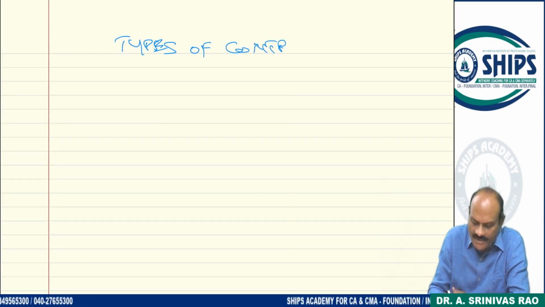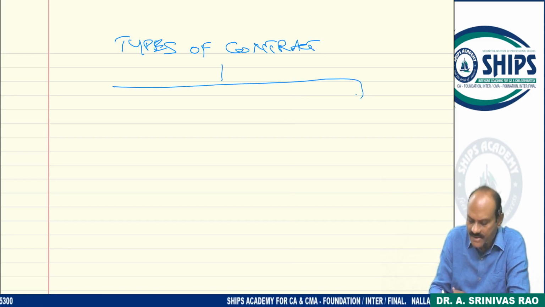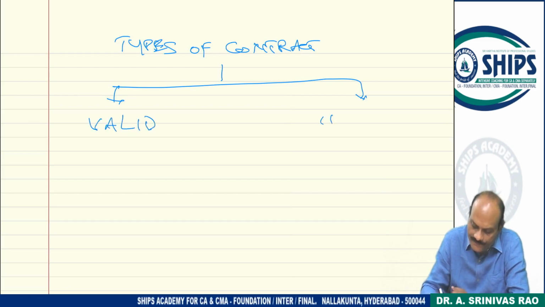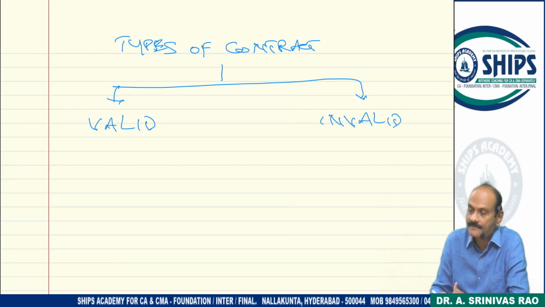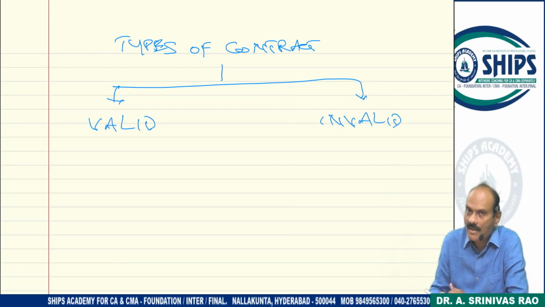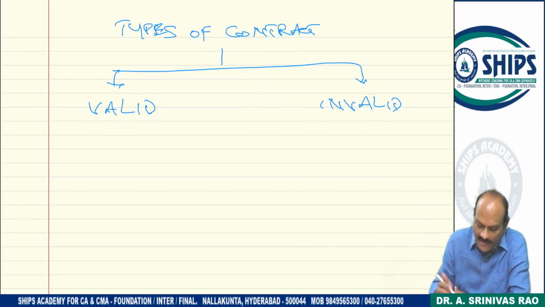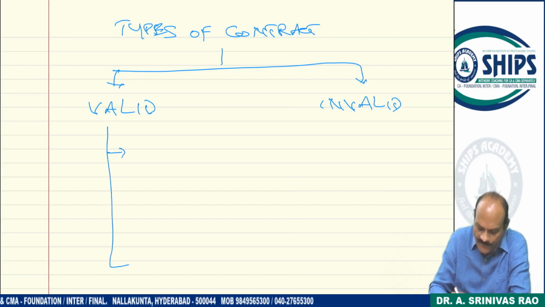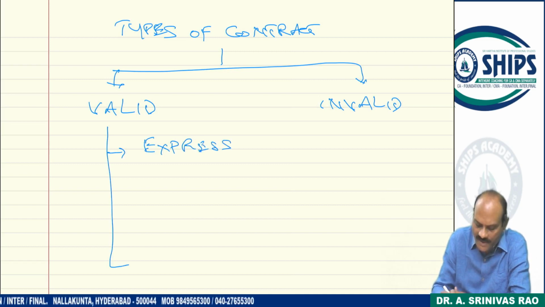Types of contracts. These contracts are broadly classified into two types. One is a valid contract, the other one is an invalid contract. Valid and invalid. These valid contracts are again classified into four. First one, express contract.